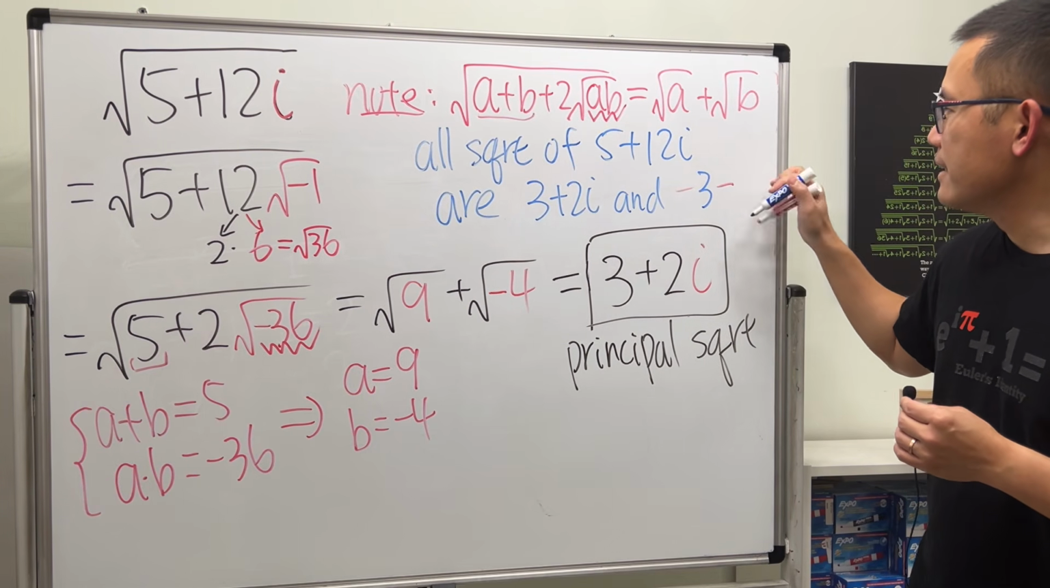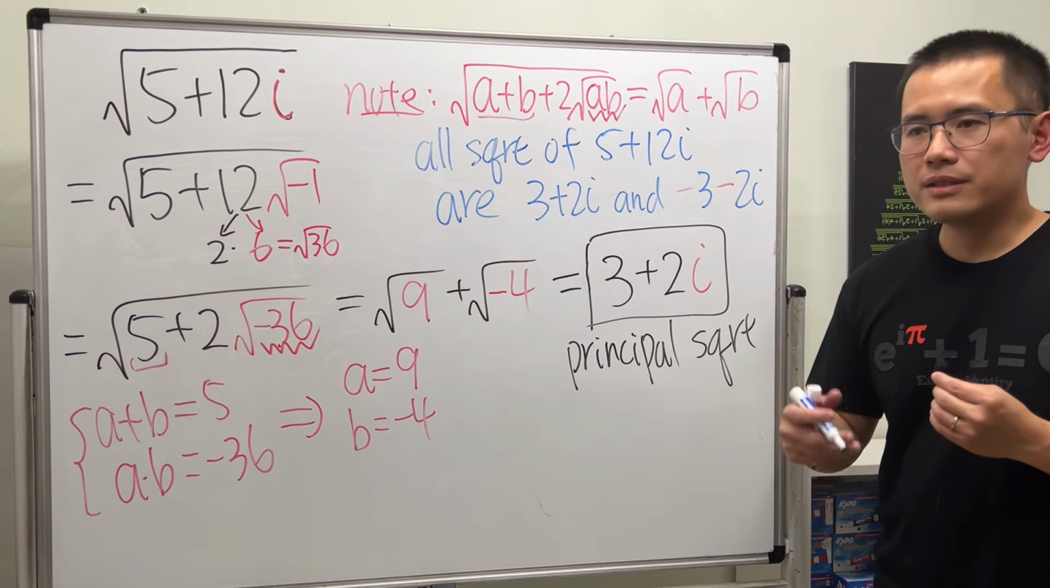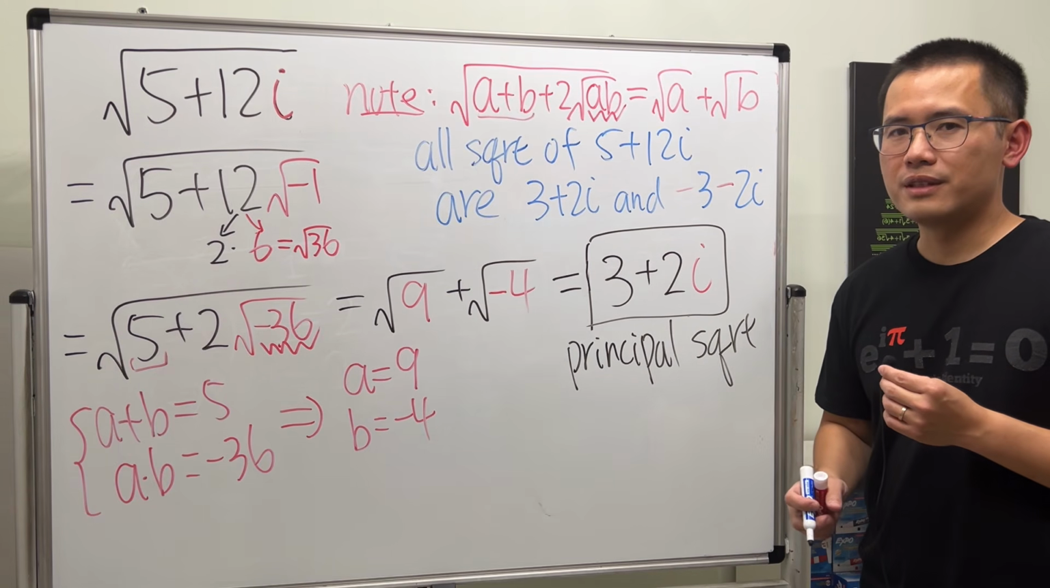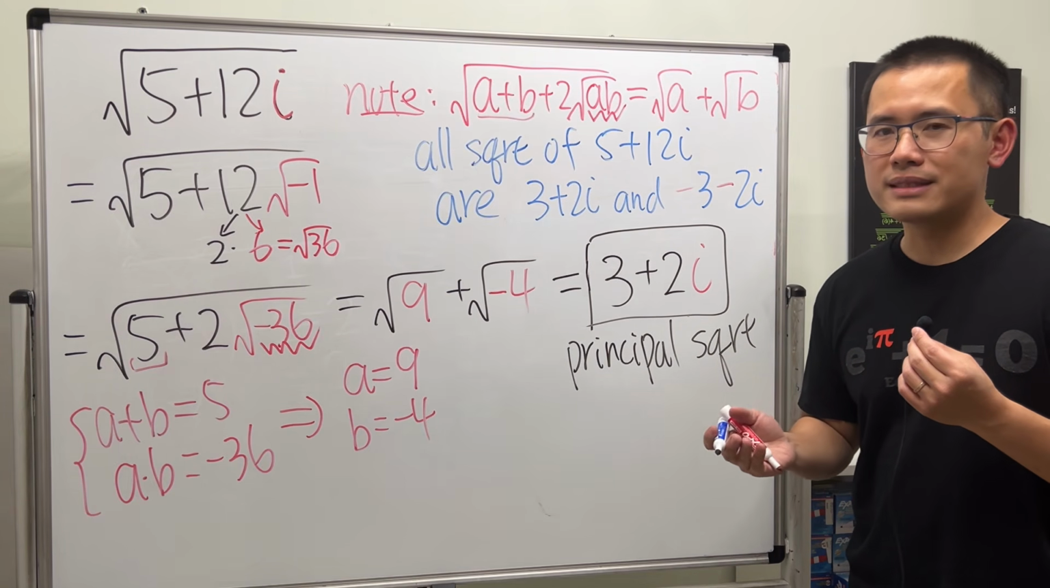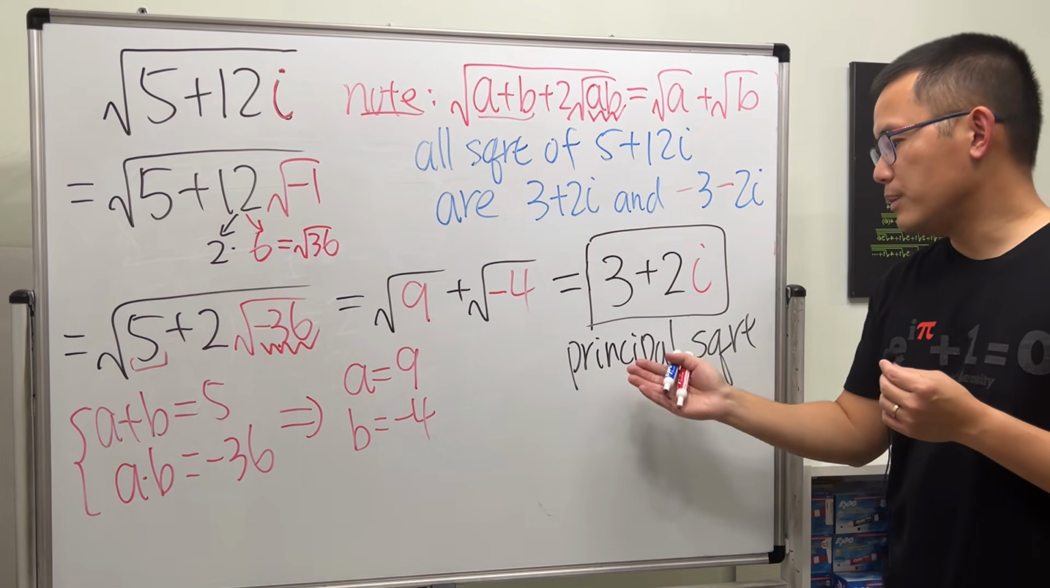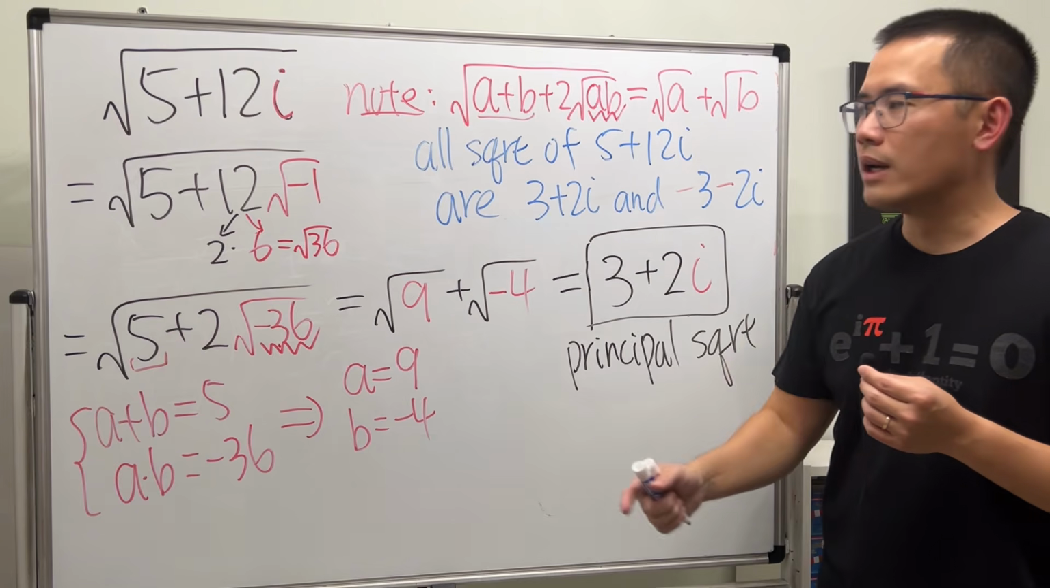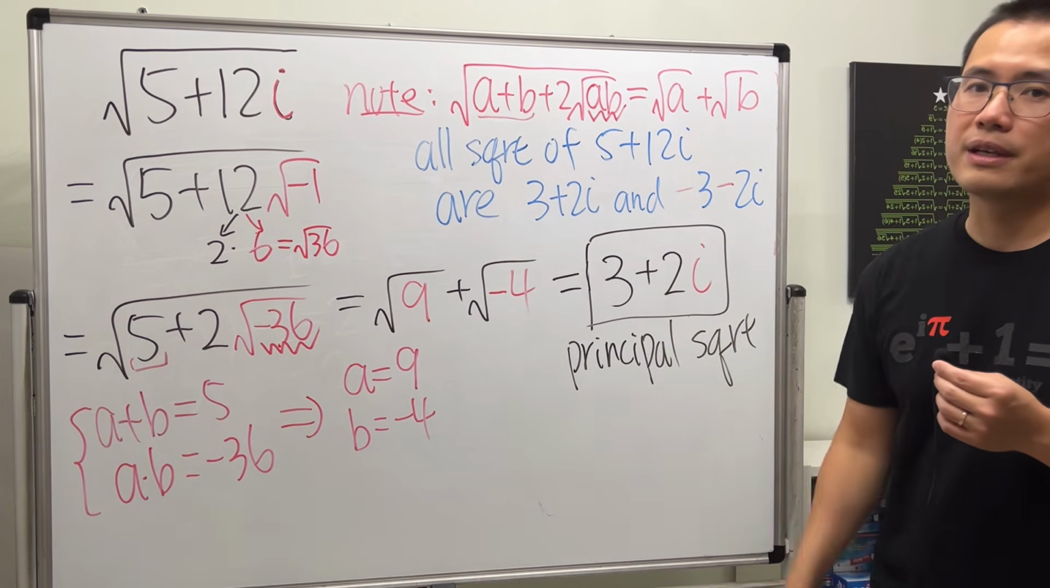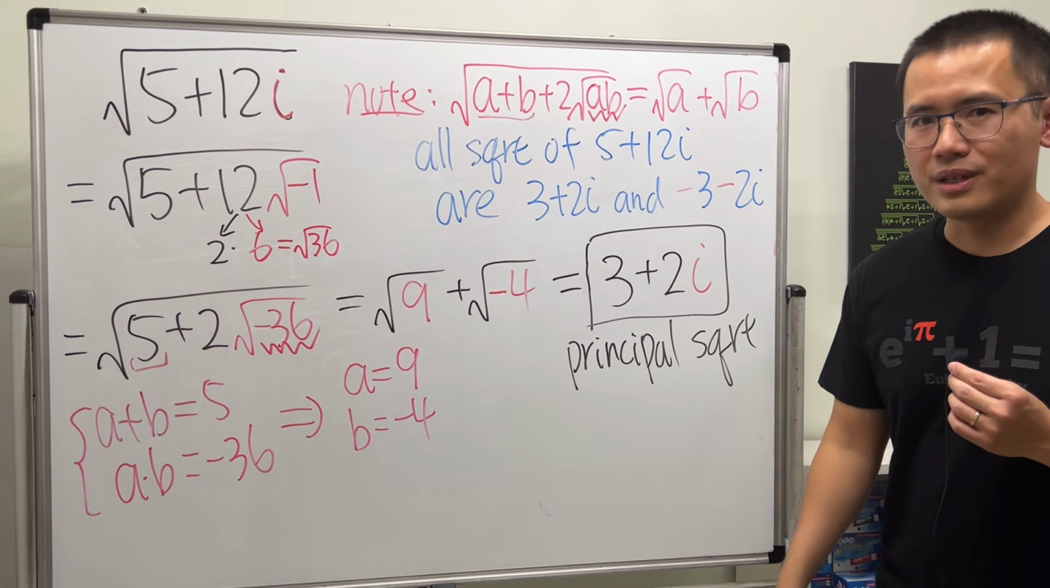-3 minus 2i. So now, which one do you put for your answer? Well, you just have to ask the person who is asking you this question, do you just want the principal square root, or do you want both the square roots of the complex number? I think that's how I can make it super clear for you guys.